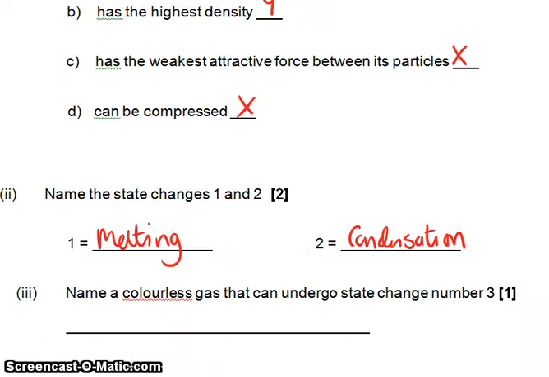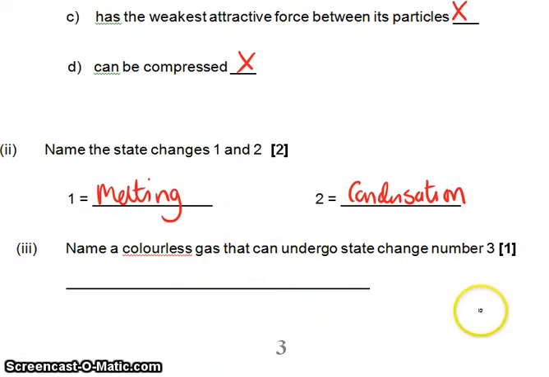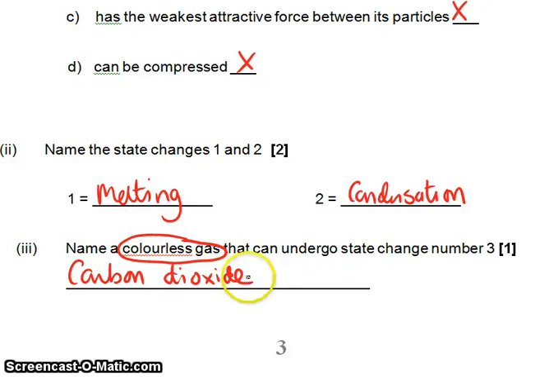And last of all, we have to name a colourless gas that can undergo the state change number 3. Now, it had to be a colourless gas. Okay, and in this case, the example that we've learned is carbon dioxide, or we sometimes call it dry ice. And that can undergo sublimation, but obviously if it's going from a gas to a solid, we call it deposition. Lots of people wrote iodine, but iodine isn't colourless, it's purple. And so that means that wouldn't answer this question because they specifically asked for colourless gas. Okay, and that's it.